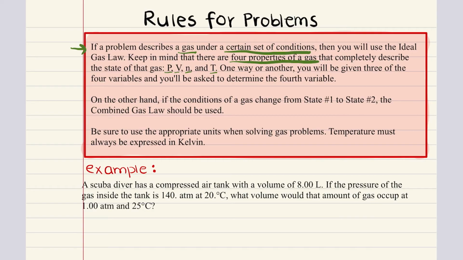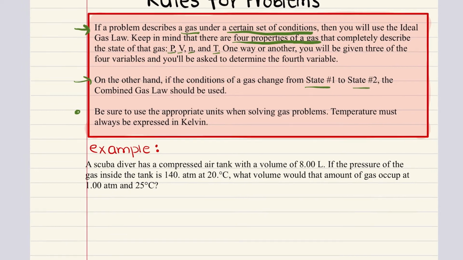One way or another, you're going to be given 3 of the 4 variables and asked to determine the 4th variable. On the other hand, if the conditions of a gas change from state 1 to state 2, then you should use the combined gas law. And always be sure to use the appropriate units when solving gas problems. Temperature must always be in units of Kelvin. With that out of the way, let's go ahead and tackle our first problem together.